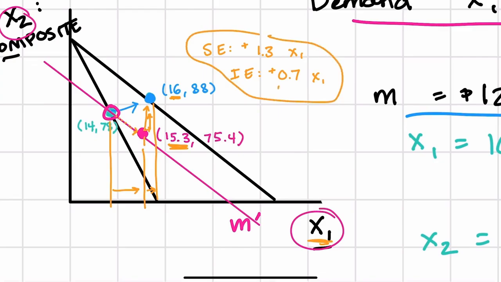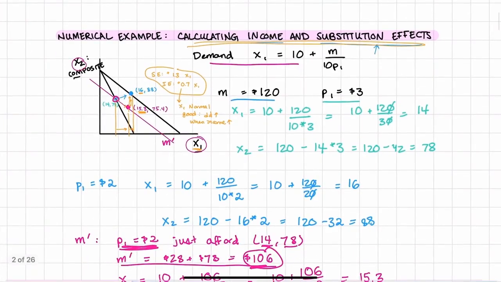We can see the income effect is positive, which implies that X1 is a normal good. Demand increases when income increases, which we already knew. We had a formula for demand for X1. It's 10 plus M over 10P1. M is in the numerator, so a higher income means a higher demand for X1. So we actually already knew that X1 is a normal good.